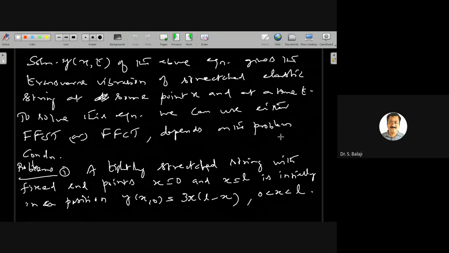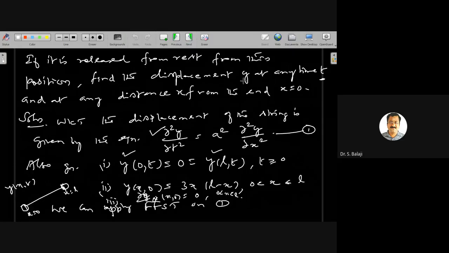Initially the string may be in any form, in any position, but the two ends, x equal to 0 and x equal to L, are tightly fixed. Here it is in the position 3x into (L minus x), and it is released. Then it vibrates vertically. In that case, they are asking what will be the displacement y of the string at any time t at any distance x from the end x equal to 0.